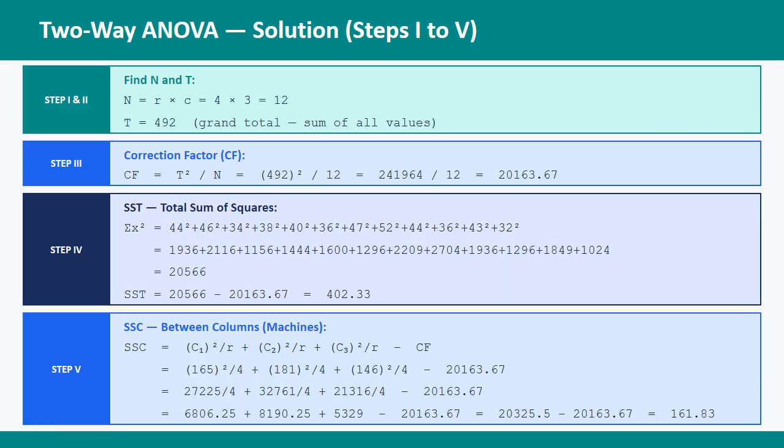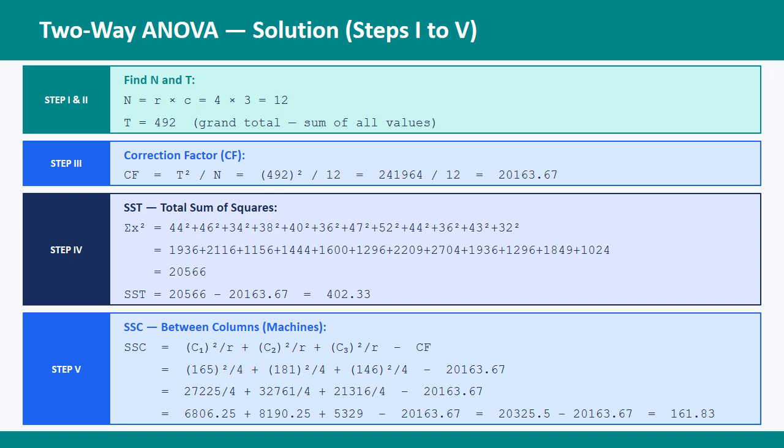And as I said in the steps before, the first and second steps are finding the n and T values by applying the formula. n is going to be the product of rows and columns. In this given sum there are 4 rows and 3 columns, so the total n value is going to be 12. T represents the grand total, that is the sum of all values. By summing up all the values, it is going to be 492. Step 3 is the correction factor, which is nothing but T squared divided by n. So 492 squared divided by 12 is equal to 20163.67.